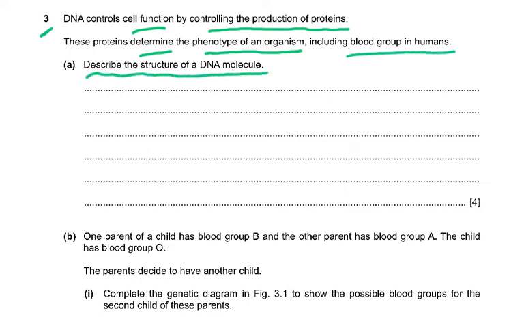Describe the structure of a DNA molecule. It has 4 marks. Now, you've done the structure in biological molecules. It's 2 strands, it's a double helix, it is made up of nucleotides, and the nucleotides are adenine, thymine, guanine, and cytosine. You could have just said A, T, G, C, and then there are base pairs, and there are bonds between the bases, and the bases always pair up in the same way.